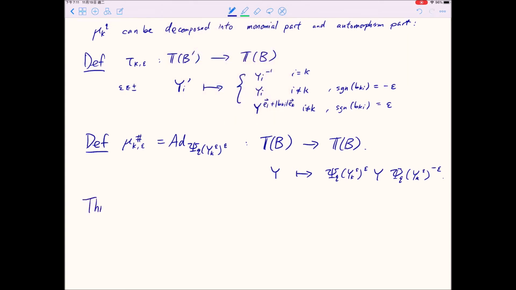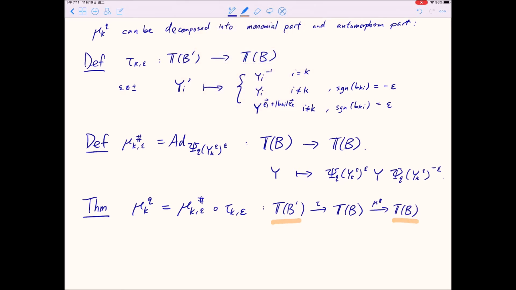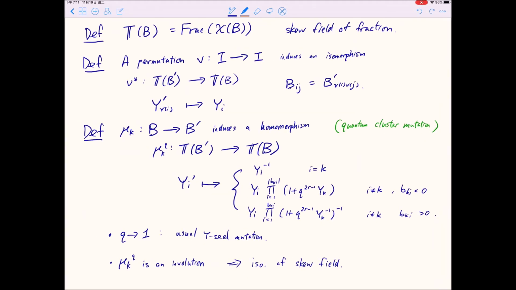Then the main theorem is that the quantum cluster mutation can be decomposed into the monomial part followed by the automorphism part. So the monomial part sends TB prime to TB, right? So this is tau. And then the automorphism part sends TB to TB. So it is still a map going from TB prime to TB, which is what we want. Right. TB prime to TB.